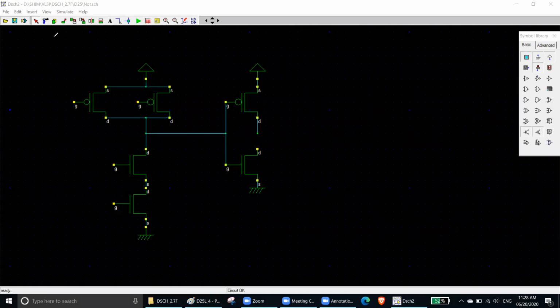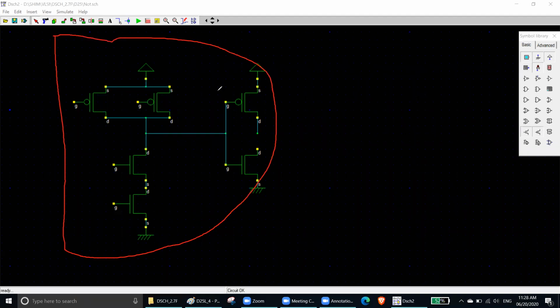So this whole design is your AND gate now. Oh, by the way, I missed something there. And this is connected. Okay.